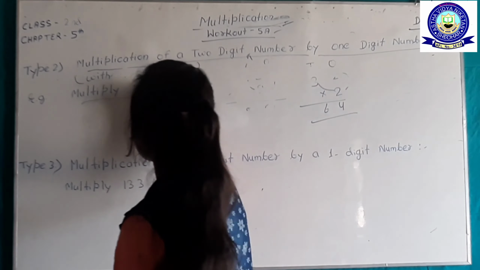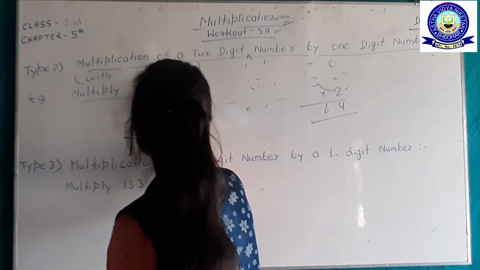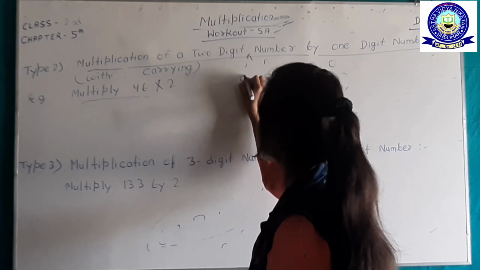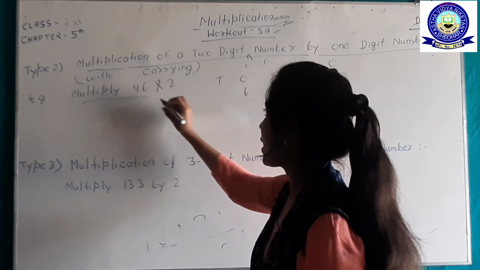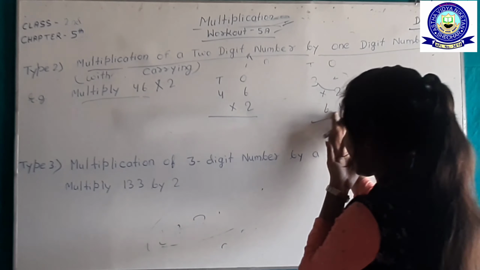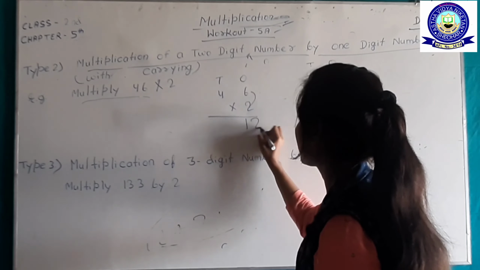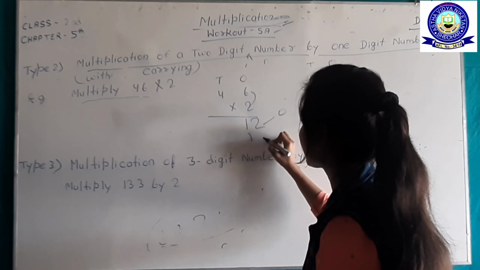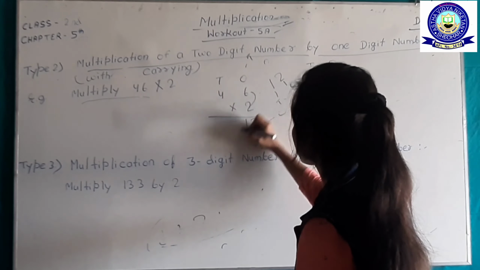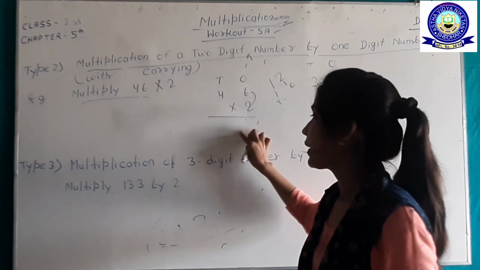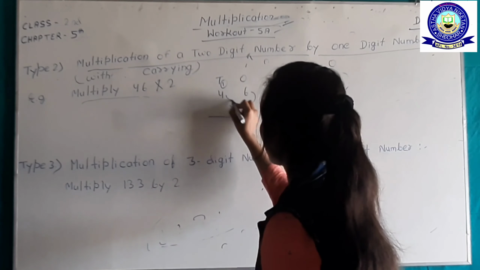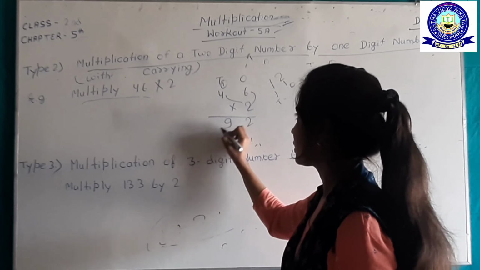Your next question, 46 into 2. You have to multiply it with carrying. You have to write it in this way: ones and tens, 6 for ones and 4 for tens. You have to multiply it by 2. When we multiply 6 into 2, we get 12. 12, 2 for ones and 1 for tens. When we write 2 for ones and 1 for tens, ones is written here and tens will be our carry. So 2 is our ones and 1 will be our carry. 4 into 2, we get 8 plus 1 equal to 9.